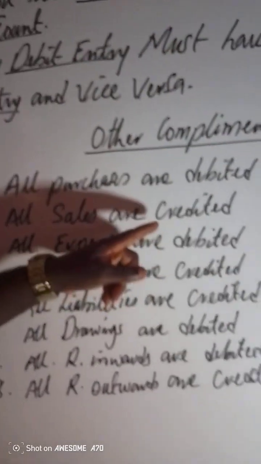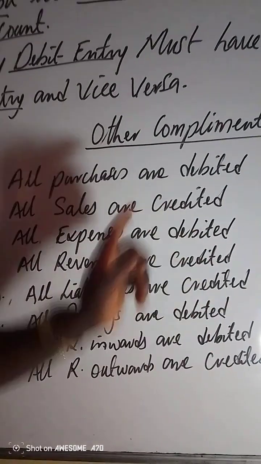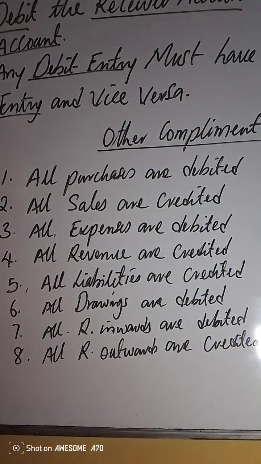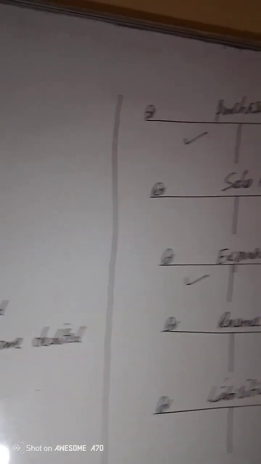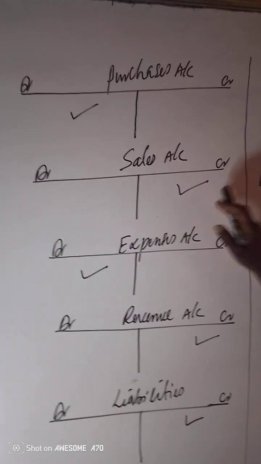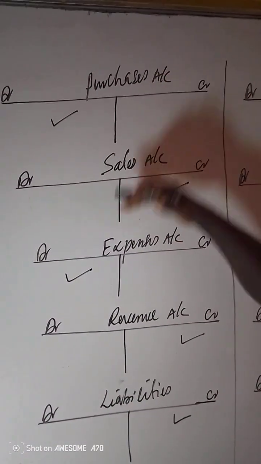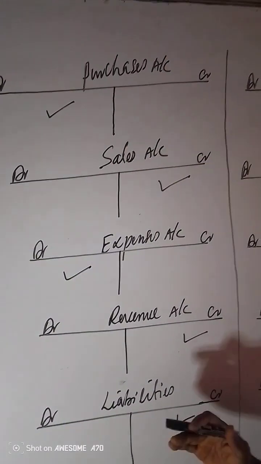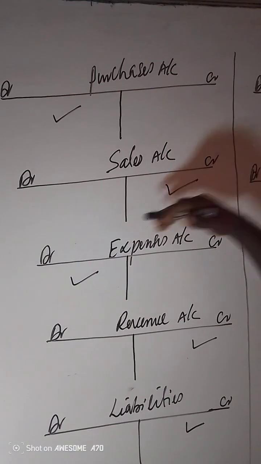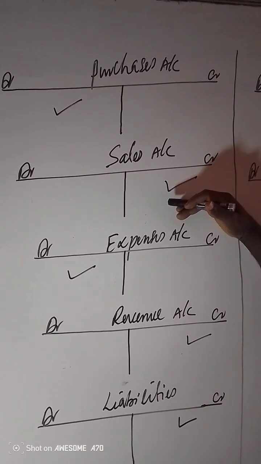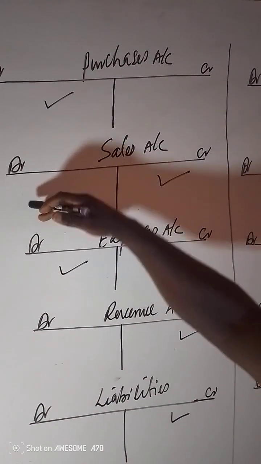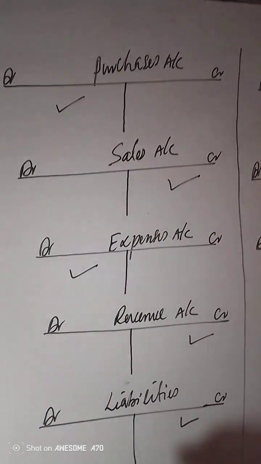The second one, we now say all sales are credited. Sales are the goods sold by the business. So if you now open the sales account, mind you, it must be posted on the credit side. You open sales, a ledger account, with sales in the heading, and it must be posted on the credit side. If you want to get it right, you post on the credit side, but if you post on the debit side, it will contradict the principles and you will not get it right.